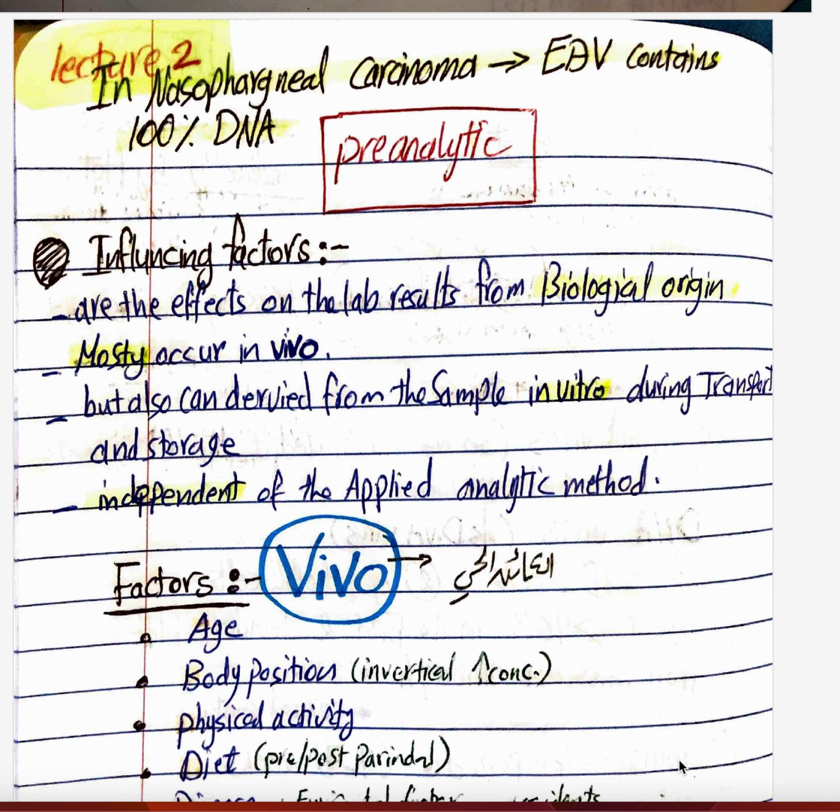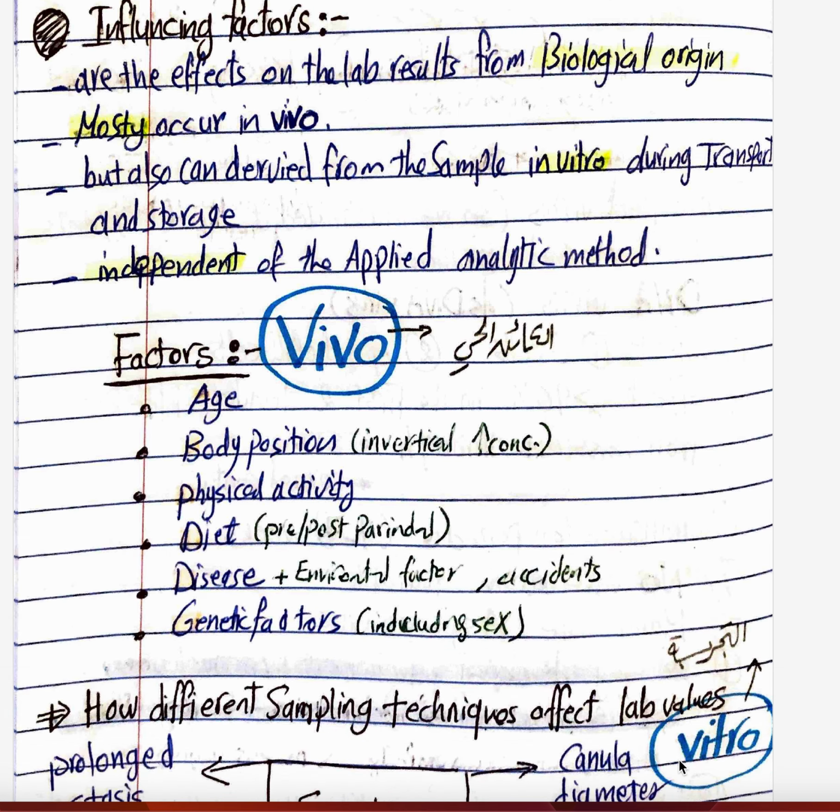So we want to know what the factors in vivo, in the organism, are that affect the analysis, especially the pre-analytic errors. The first one is age, body position, physical activity, diet, disease, genetic factors. And the question is how? Because of age, for example, what is the creatinine level in old age, how is it in young age, how is it in the fetus. So it will change according to the age.